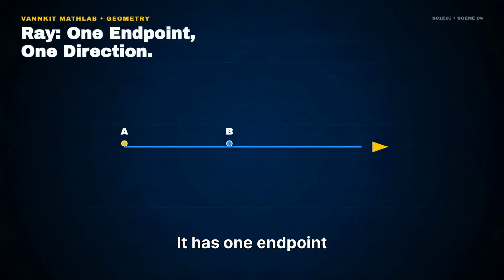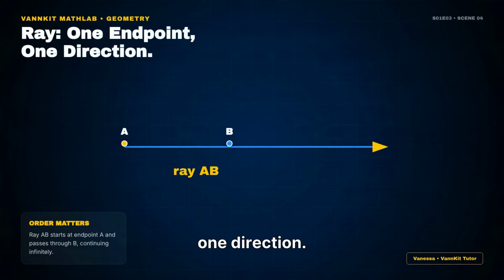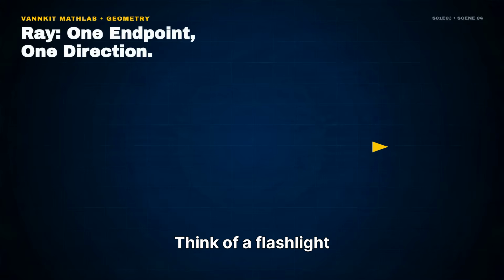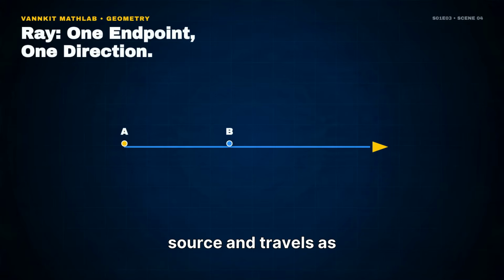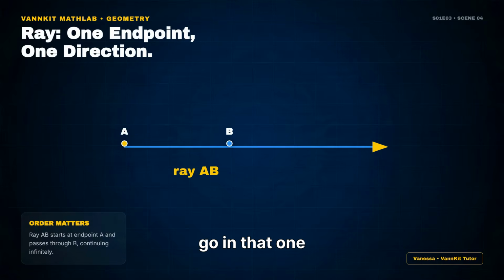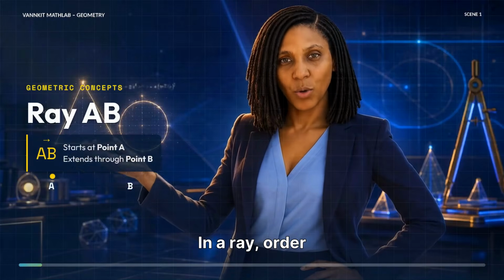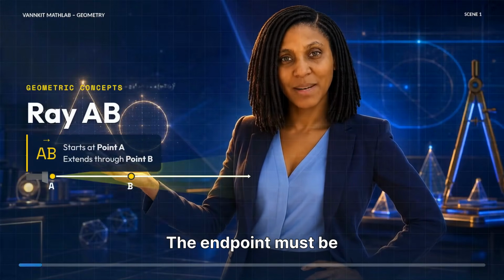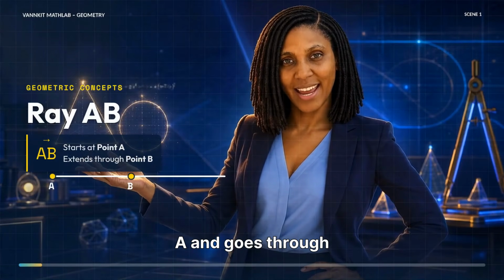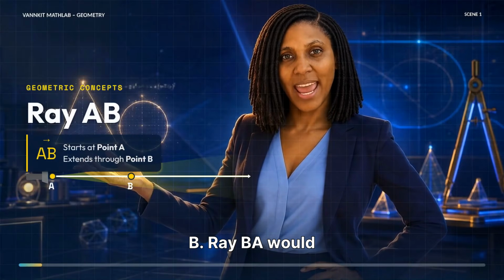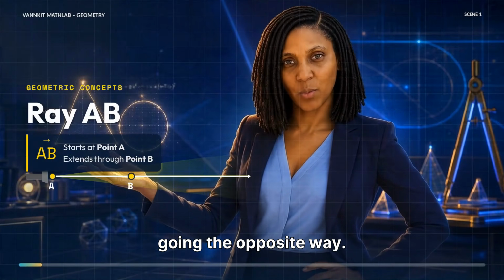It has one endpoint and extends forever in one direction. Think of a flashlight beam. It starts at the source and travels as far as it can go in that one path. In a ray, order matters. The endpoint must be named first. Ray AB starts at A and goes through B. Ray BA would be a different ray going the opposite way.